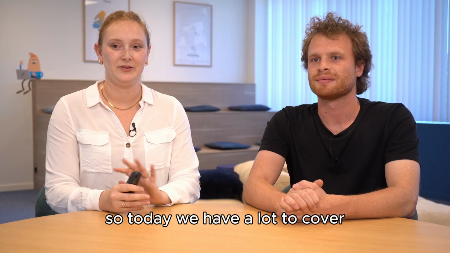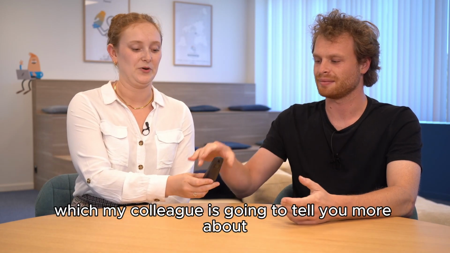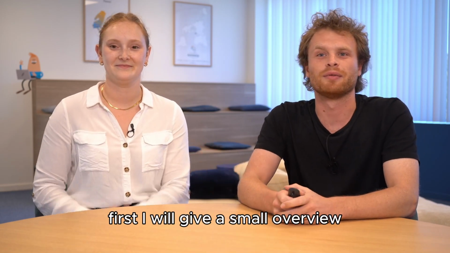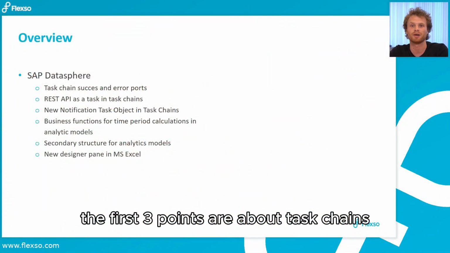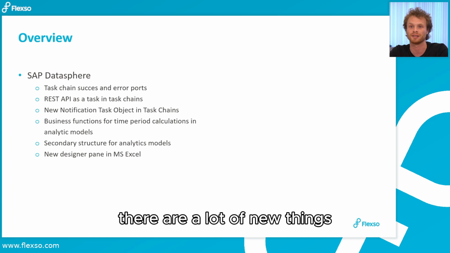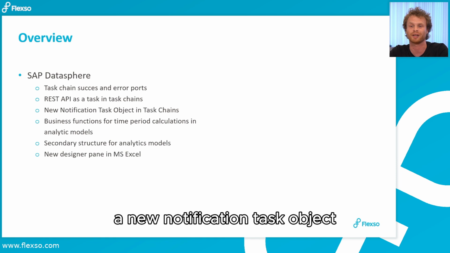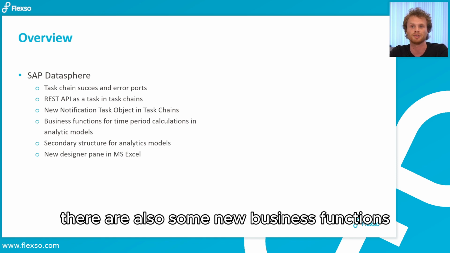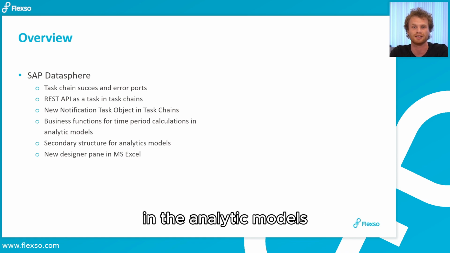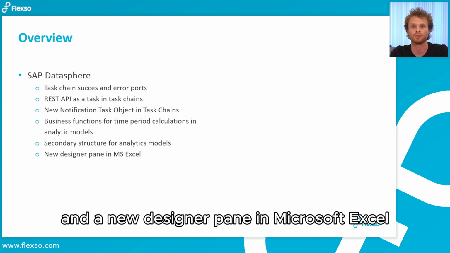Today we have a lot to cover, but let's start with SAP Datasphere, which my colleague is going to tell you more about. First, I will give a small overview of what will be talked about today. The first 3 points are about task chains. There are a lot of new things with the task chains, such as the REST API as a task, a new notification task object. Aside from this, there are also some new business functions for time period calculations in the analytic models. There is also a secondary structure for analytic models and a new designer pane in Microsoft Excel.